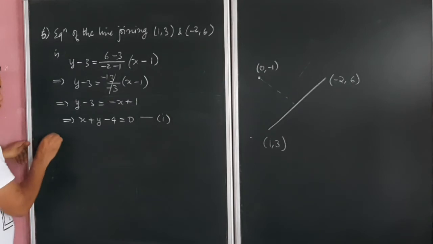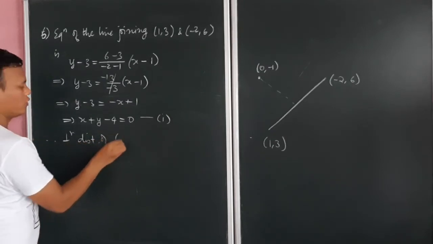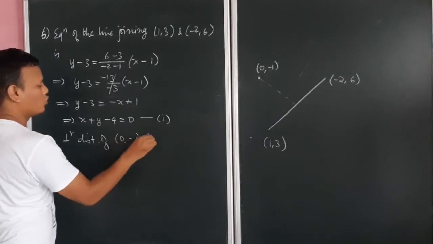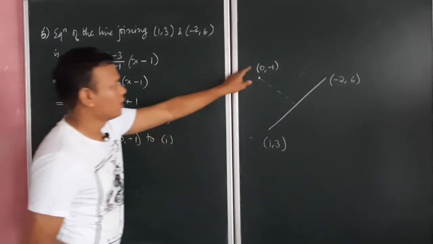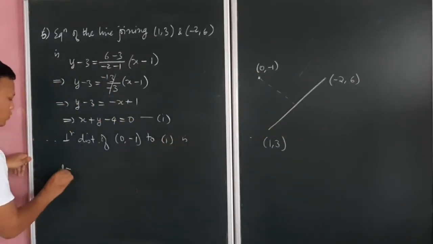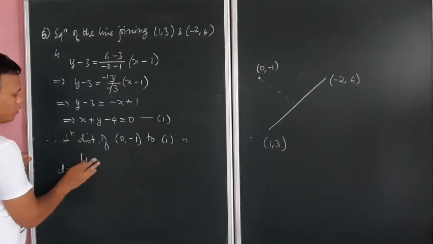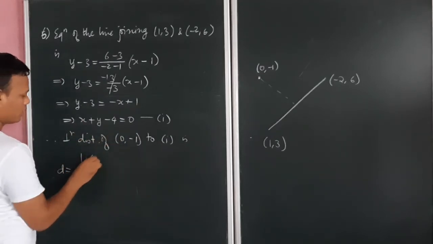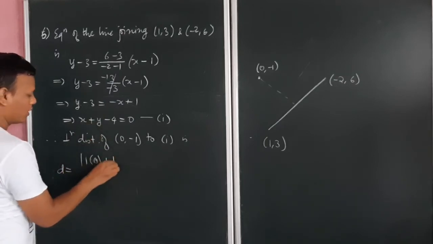Okay, so therefore perpendicular distance of (0, -1) to line 1. So we need to find what is the perpendicular distance of this point to this line, so we have d equals to a x1. So a is 1 into x1. x1 is how much? x1 is 0, right? Plus b is 1 into y1.